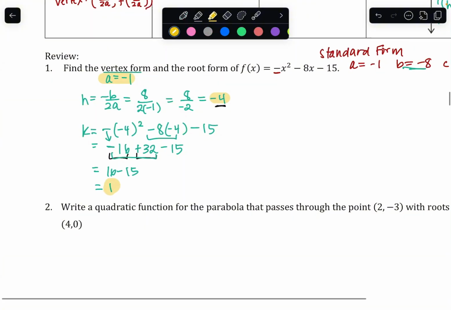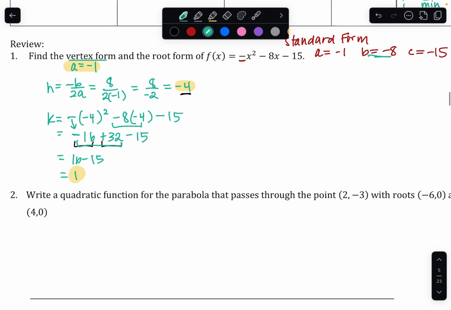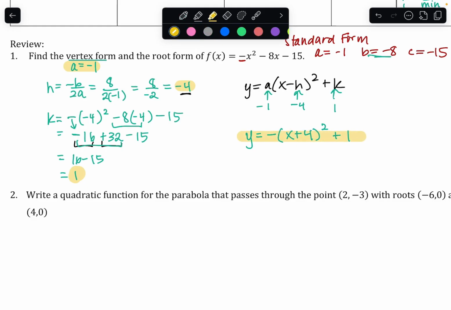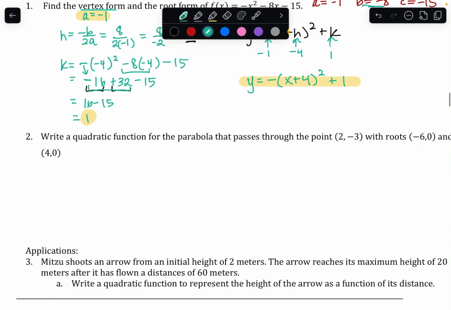Okay, and so that's our k value. We have everything we need to write our equation. And so our equation for vertex form looks like this, but now we know A is -1, we know H is -4, and we know K is 1. So by the time I simplify this, you're just going to see a negative outside, you're going to see an x plus 4 inside the square, and then you're going to see a +1 outside. That's our final vertex form.